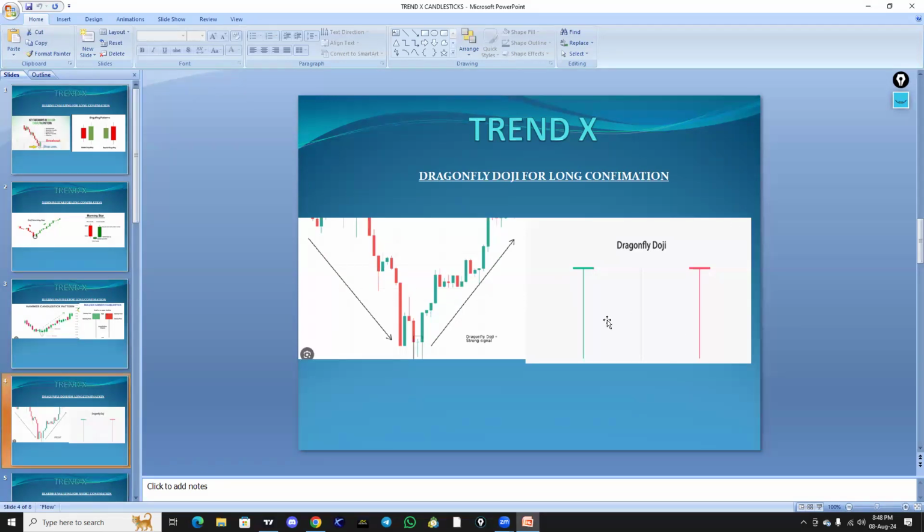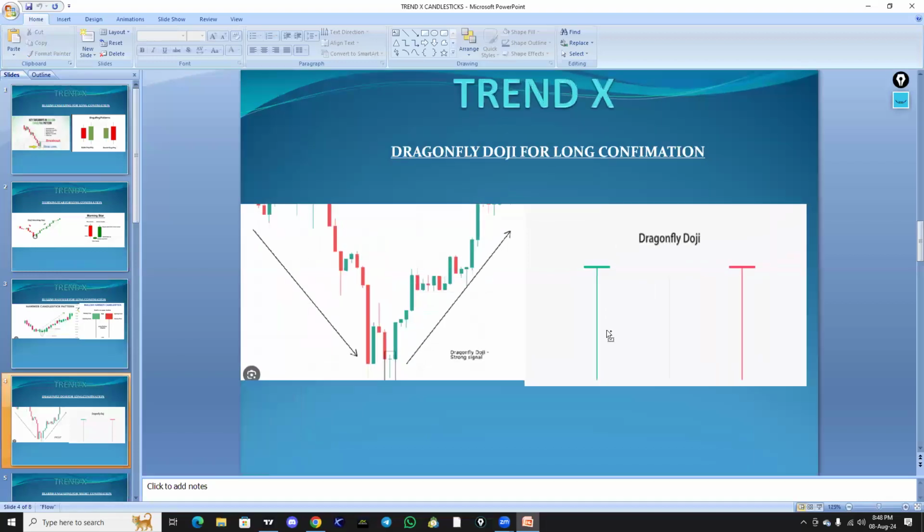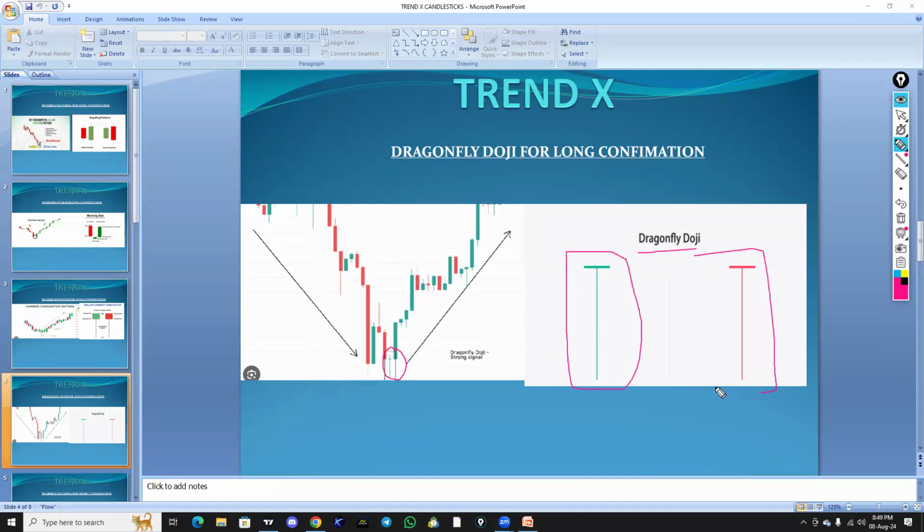Here, there is a trick to understand. See, two types of dojis are here, with exactly the same name. This is a dragonfly doji with a wick. Here, the dragonfly doji has no wicks. This is a strong rejection. Sometimes we will see support here. It will take all liquidities, it will take all stop losses, whatever we say.